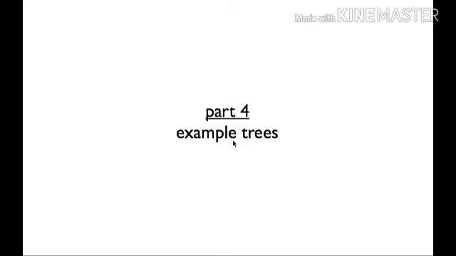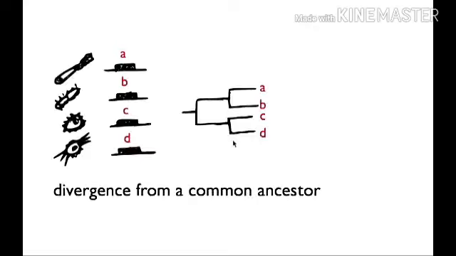So in the last part, some example trees that you might observe in your data today. If we have the four microbes again, A, B, C and D, if they've all diverged as we expect from a common ancestor, we'll see the tree A, B, C and D. Here there are no unusual relationships between these four genes.